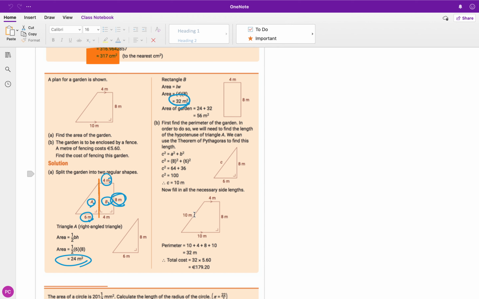And we can add those two together to give us 56 meters squared. So there's our area done. So you're all well used to finding the area of a triangle and a rectangle now. The next thing to go for then is part B.